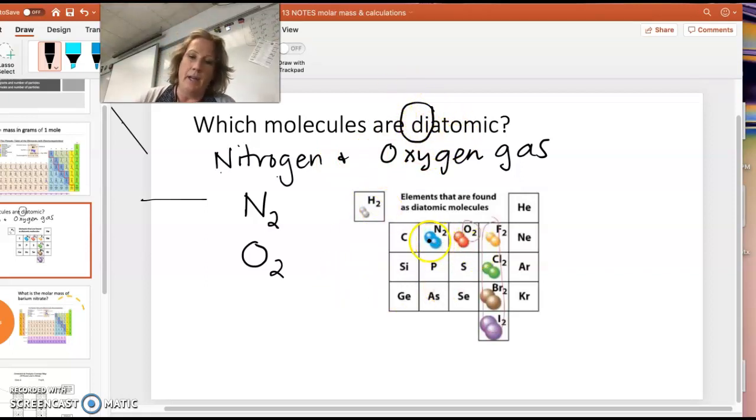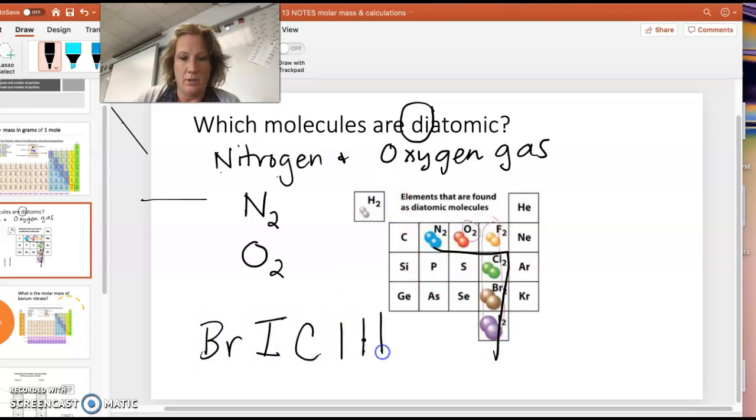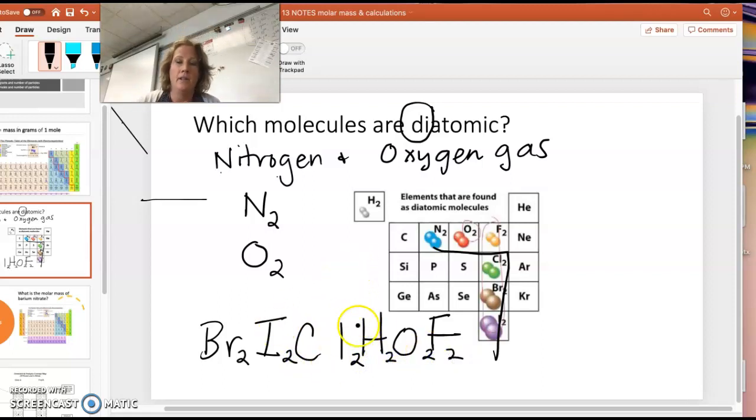If you look on the periodic table, the diatomic molecules kind of make a 7, but then hydrogen is also 1. I also have a little mnemonic that I use. And what I say is Brinkelhoff. It's a silly made-up word. Bromine, iodine, chlorine, hydrogen, oxygen, and fluorine. So if I say Brinkelhoff in class, I'm talking about one of these molecules.